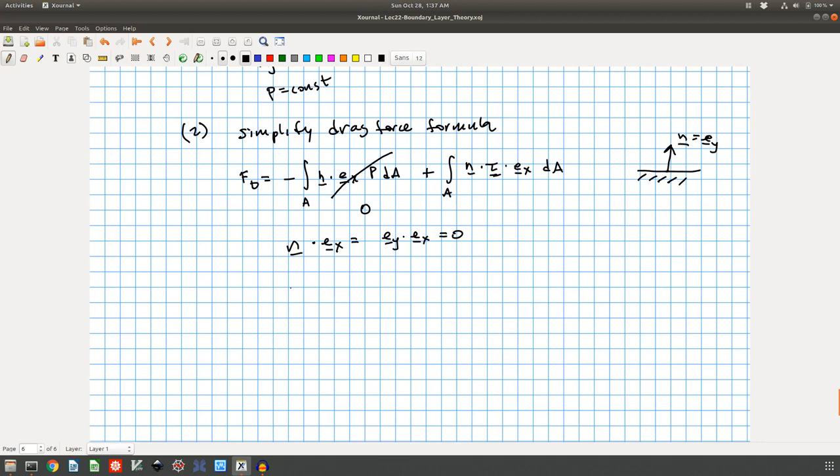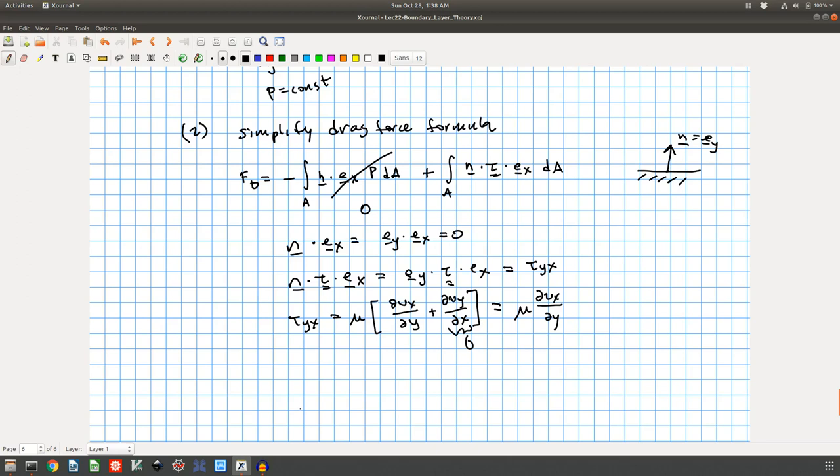Then I'm going to do n dot tau dot ex. That's ey dot tau dot ex, and remember what we said, that just gives us tau yx. Now we can go look up tau yx, but it's Cartesian, so I just remember it, which is mu times dvx dy plus dvy dx. Now I said vy is 0, so that term is 0. So it's just mu dvx dy. My drag force formula has gotten quite a bit simpler.